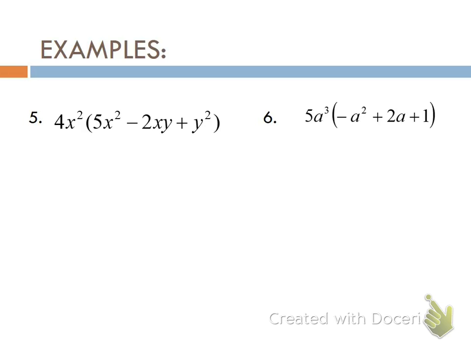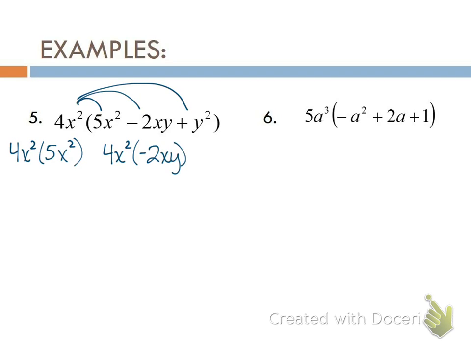Let's do 5 together, and then I'll give you a little time to try some of the other ones. Okay, 4x squared is getting distributed. Oh, keep switching my pen on me. Into how many terms? 3 terms. 4x squared gets multiplied by 5x squared. 4x squared gets multiplied by negative 2xy. Keep that sign with it. And 4x squared gets multiplied by y squared.